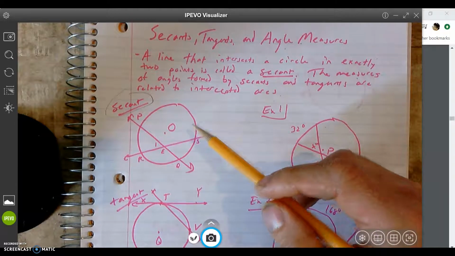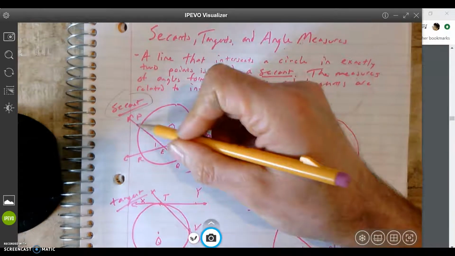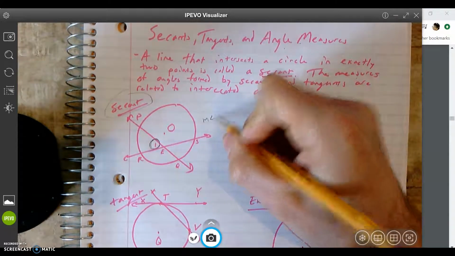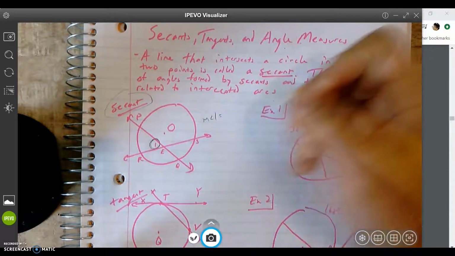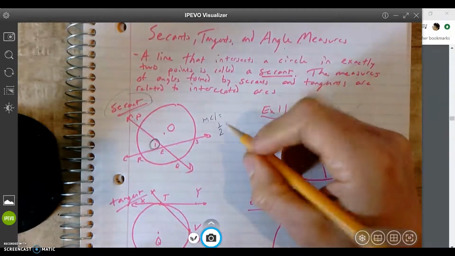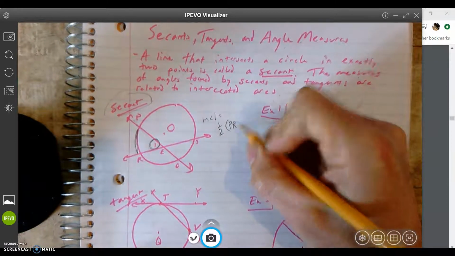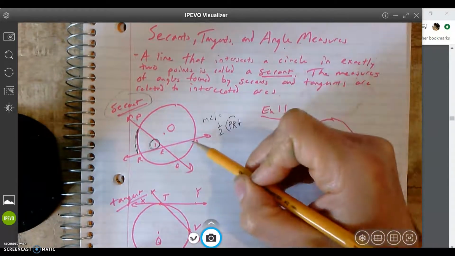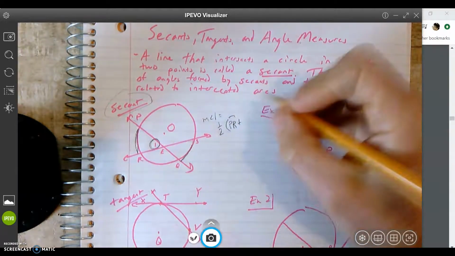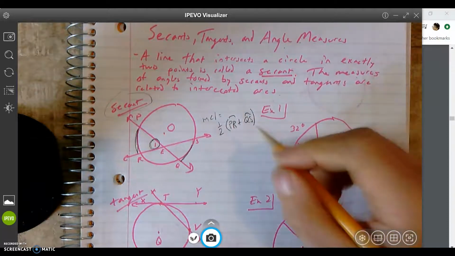Okay, so we need to know that you see angle 1. If I want to know what angle 1 is, the measure of angle 1 equals, and this is true for everything when you have two secant lines like this, 1/2 times this arc, PR, plus the opposite arc, which is QS. Okay, so let's see how that goes into play.